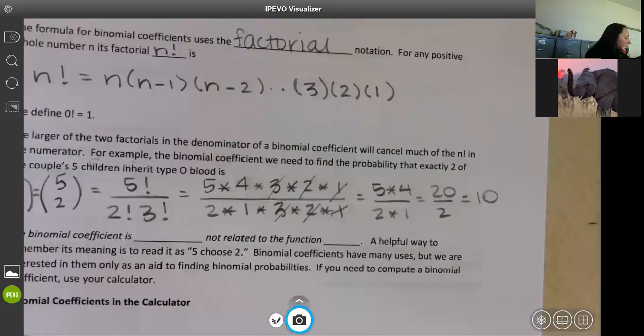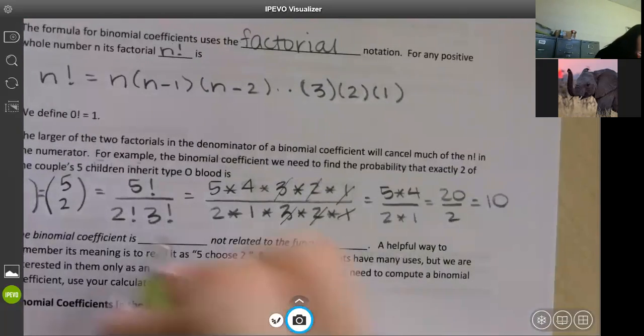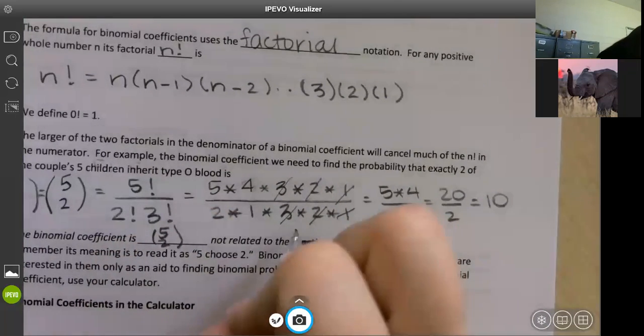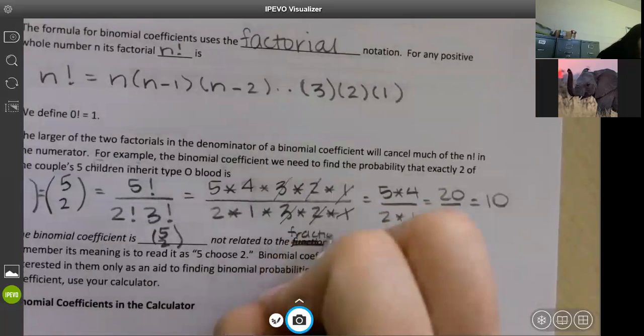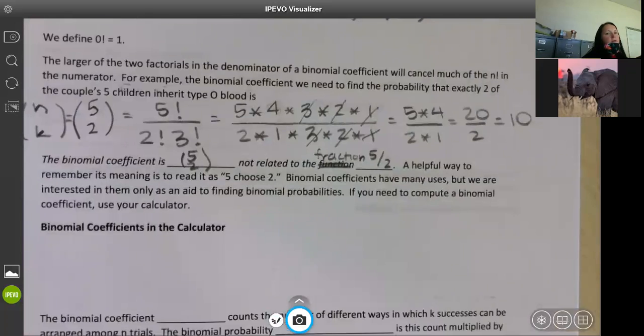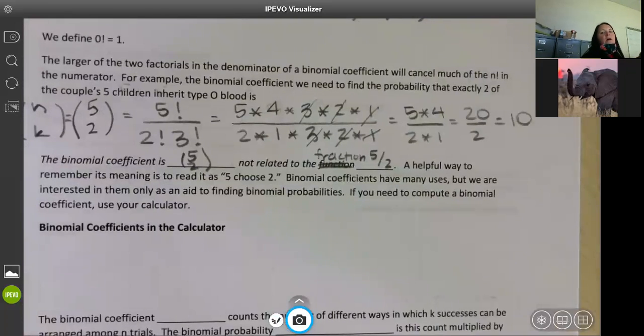All right. So the binomial coefficient is 5 choose 2. This should say fraction. It is not related to the fraction 5 over 2. There is absolutely no correlation between the two. A helpful way to remember the meaning is to read it as 5 choose 2. Binomial coefficients have many uses, but we're interested in them only as an aid to finding binomial probabilities.